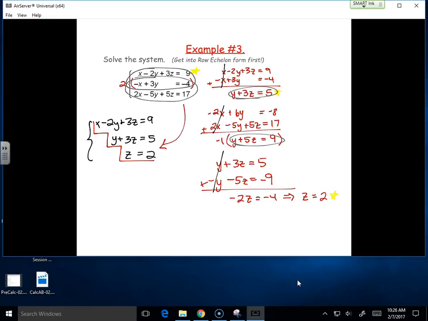We didn't finish before. We know that z equals 2. That's all well and good. But who else do we know? Go backwards. y plus 3 times 2 equals 5. What does y equal? y plus 6 equals 5? So y equals negative 1. Plug in 2, 3 times 2 is 6 and subtract. Is that all right?